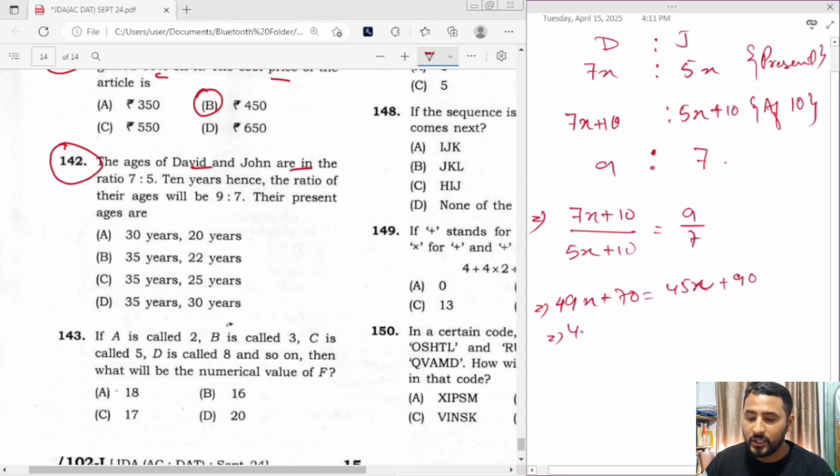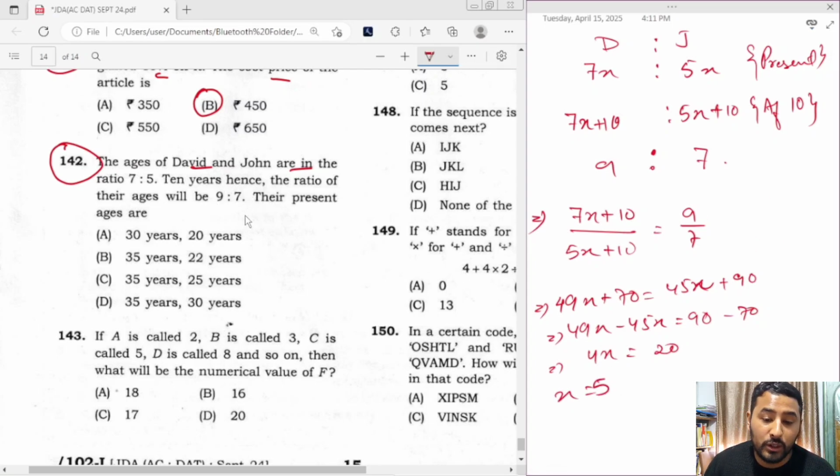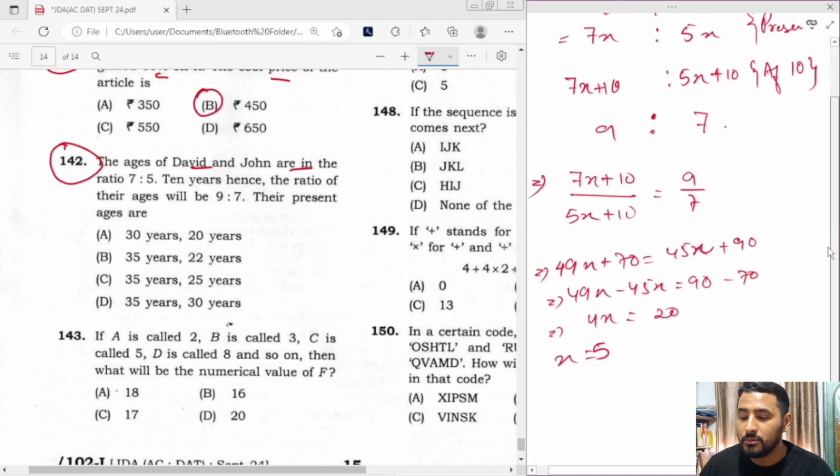Okay, bring 45x to the other side. 49x minus 45x is 4x, and 90 minus 70 will be 20. So 4x equal to 20. X will be equal to how much? 4x equal to 20. Then x will be, 4 5s are 20, right? So x will be equal to 5. We got x equal to 5, but what we need to find is their present age. Our present age is how much? 7x and 5x. So just put the value of x.